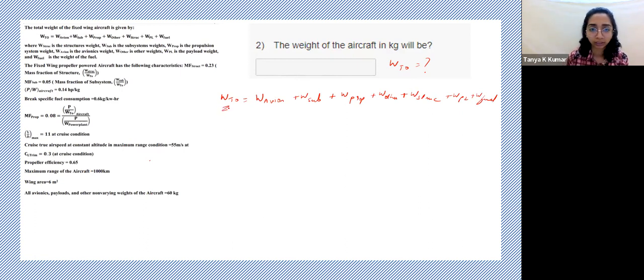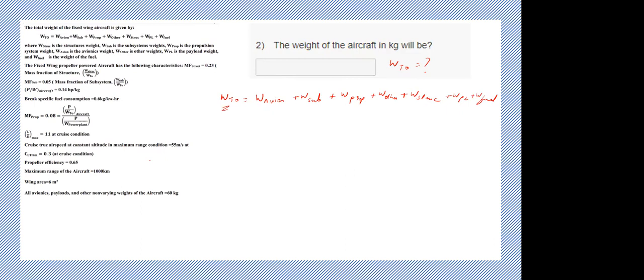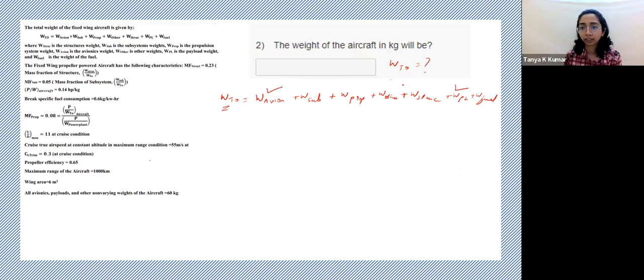You need to find out this. What are the other weights that are directly given to you in this question? Avionics, payload, and other. These are all given. You have 60 kg for avionics, payload, and other. So that is given to you. So you put it as 60. Then you have weight of the subsystem, weight of the propeller, weight of structure, plus weight of the fuel.